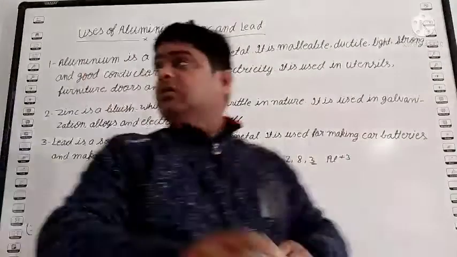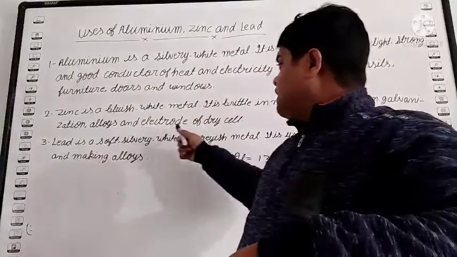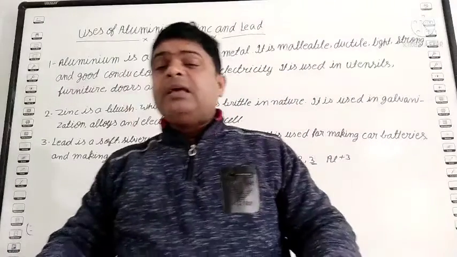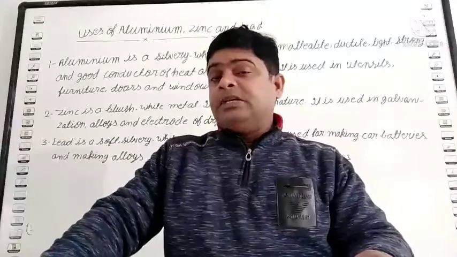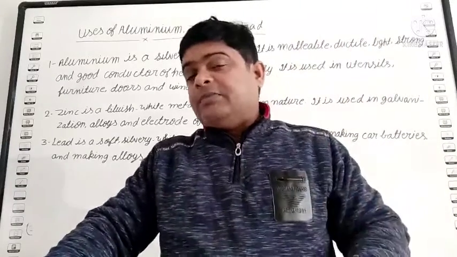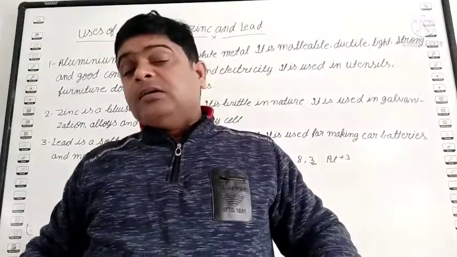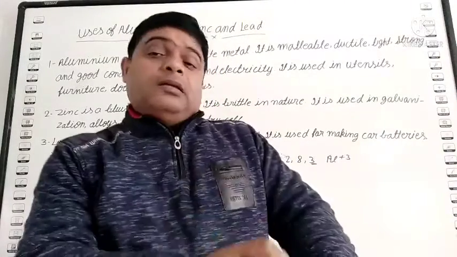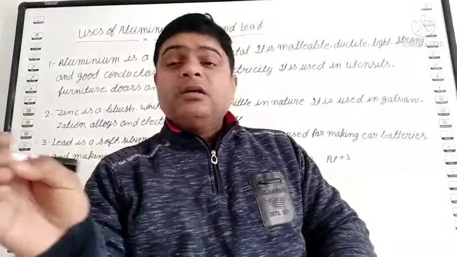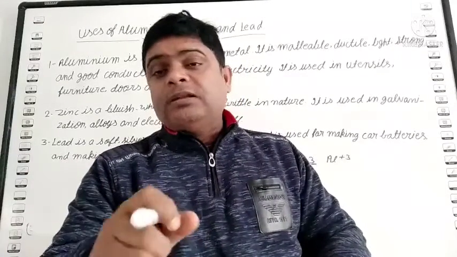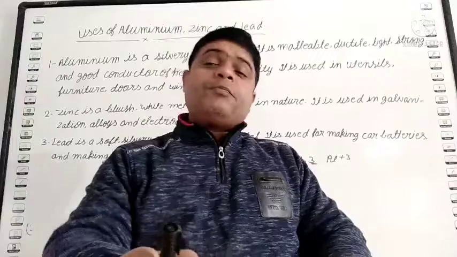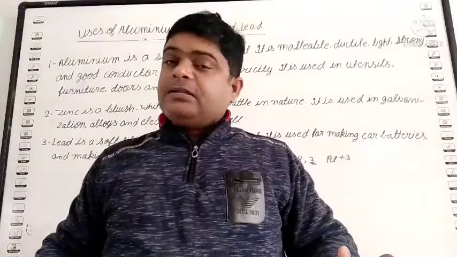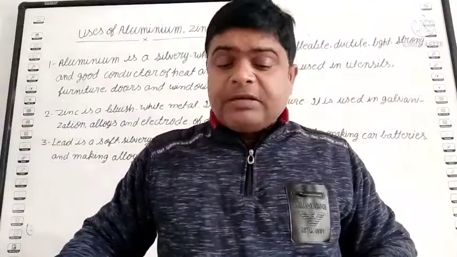It is used in galvanization, alloys and electrodes of dry cell. Student, you know what is galvanization? We make a layer of zinc and coat it over other metals. Suppose iron. Iron is a good metal, but it has one drawback. The drawback is corrosion. If it contacts air or moisture, it corrodes and the result is rusting. So if you apply one layer of zinc on the iron pillar or iron sheet, it is protected. We make two alloys such as brass and German silver.